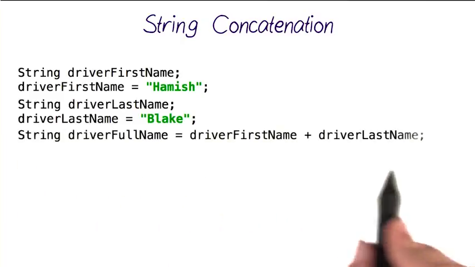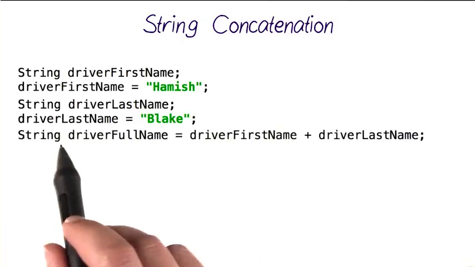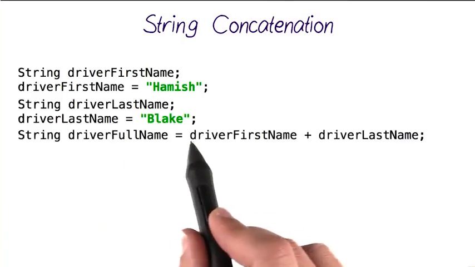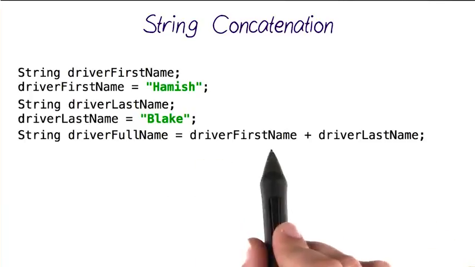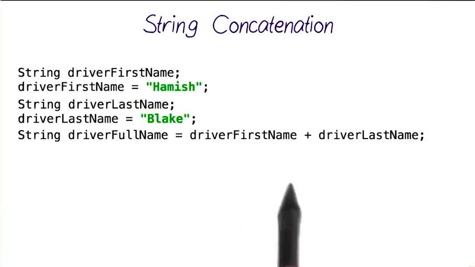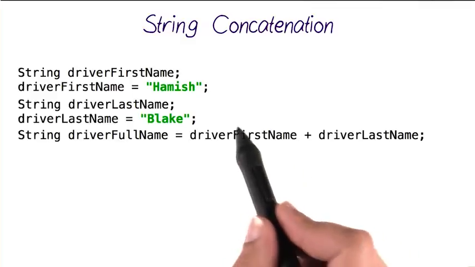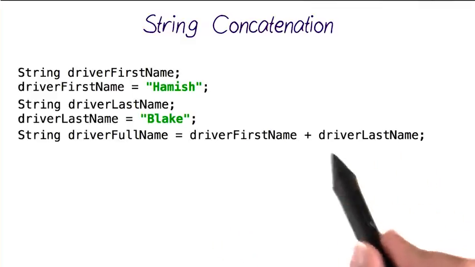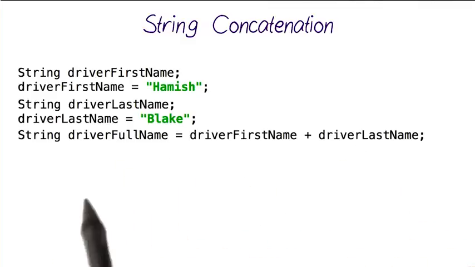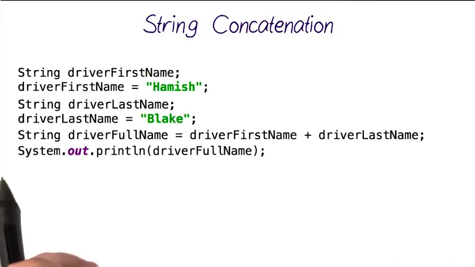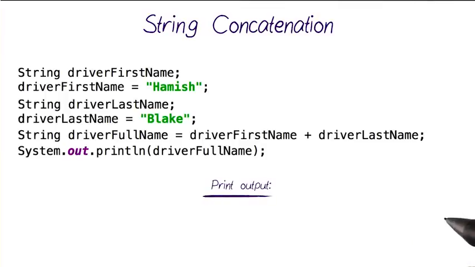Now, we can actually do something like this, where I've created a new string called driver full name, and it is actually equal to just the sum of those two strings, driver first name plus driver's last name. What this plus is doing is it's just joining this variable string here to this variable string there. So I'm expecting that the driver full name string would have the string Hamish Blake in it. Let's print it out using the system out println statement to see what's inside. And the output that I get is Hamish Blake.